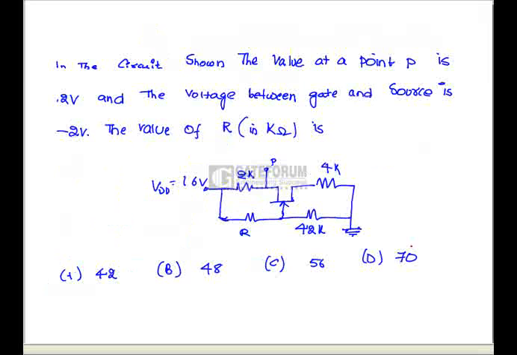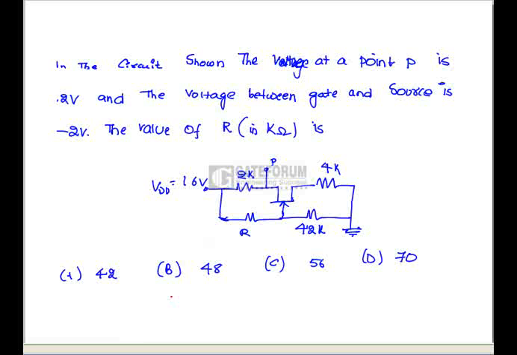In the circuit shown below, the value of voltage at point P is 12 volts. The voltage between gate and source is minus 2 volts. Find the value of R in kilo ohms. See, this is the N-type MOSFET. We know that when looking from the gate, the input impedance of the MOSFET is infinite. So Ig equals 0.